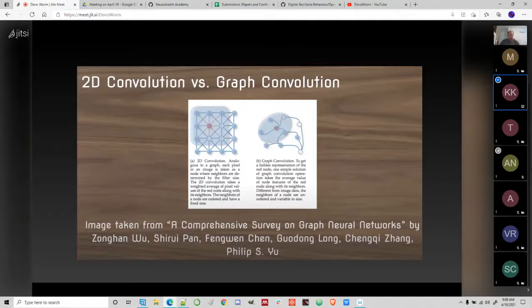For an image, we have different pixel values, and splitting them, we can get all the convolution functions in it, max pooling, average pooling, and there can also be different layers, like fully connected layers and all. But in a graph convolution network, to get a hidden representation of a node, for example, let us consider a red node here, one simple graph convolution operation takes the average value of the node features of a particular node along with its neighbors. And that is different from image data. The neighbors of the node are unordered and variable in size. But in a regular image, that's not the case.